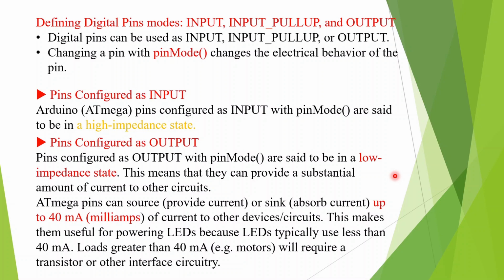To drive an external device, the particular pin can source or sink, meaning provide or absorb, a current of 40 milliamperes. So ATmega pins can source or sink up to 40 milliamperes, which is sufficient for driving LEDs. But if more than 40 milliamperes is required to drive an external device, for example motors, then we need to interface extra circuitry, such as a transistor as an amplifier. The ATmega pins give 40 milliamperes when they act as an output.